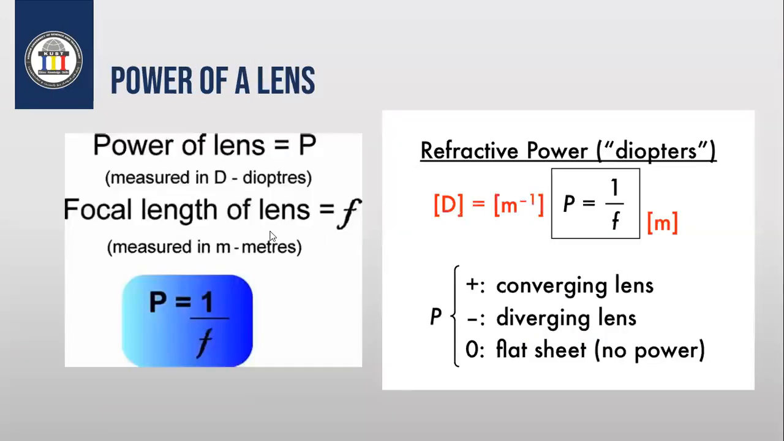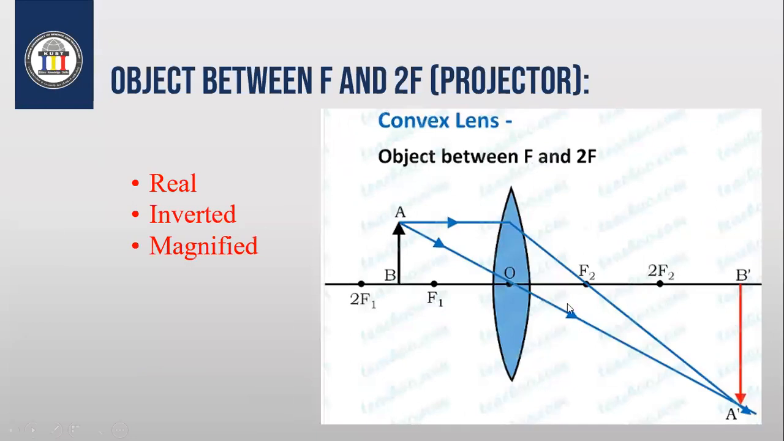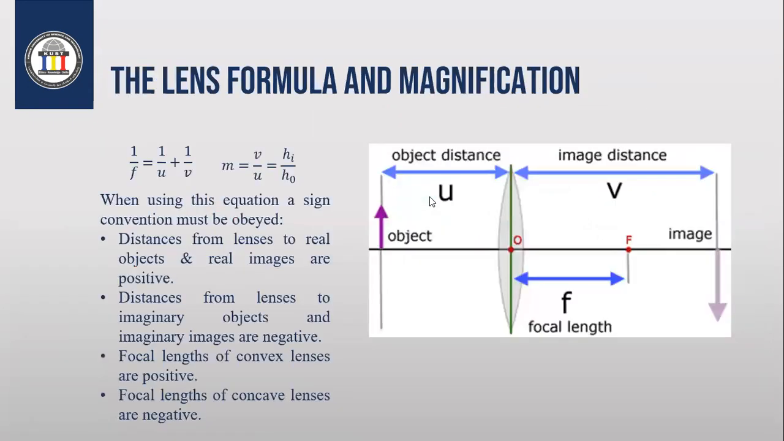Okay, what is the power of the lens? The power of the lens is just 1 over the focal length. If you remember, I asked, what is the focal length? For example, where is the focal length here? The focal length is the distance between the focal point and the middle of the lens. So this is the focal length.